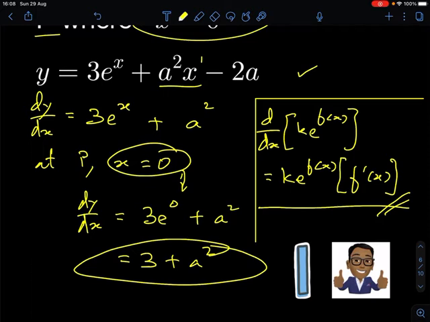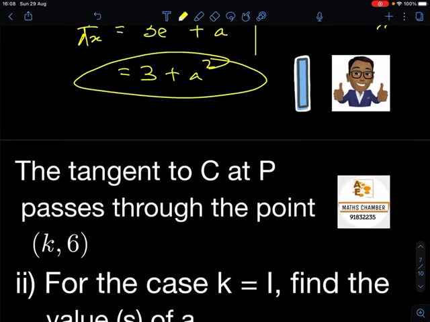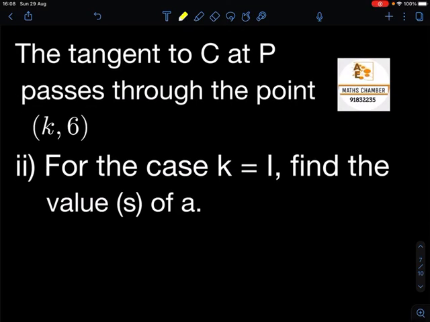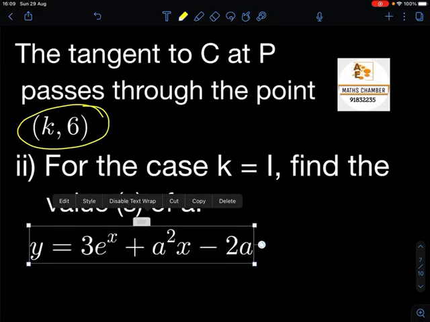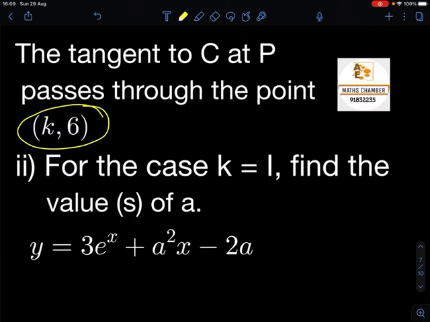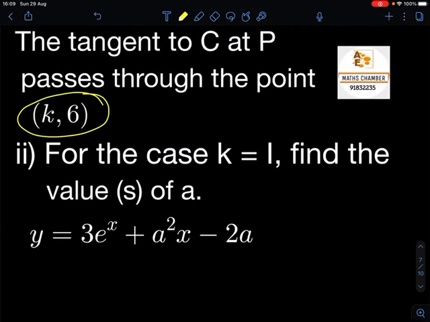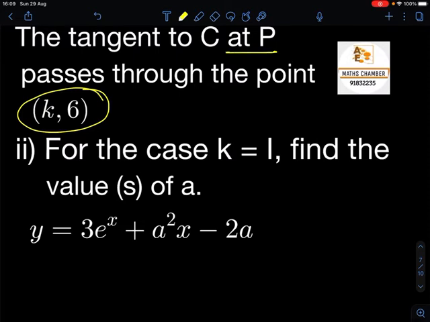Okay, let's go to part 2. It is slightly more challenging. The tangent to C, meaning to the curve C at P, passes through the point (k, 6). And for the case k equal to 1, find the values of a. So again we use this equation of the curve, y equals 3e to the power of x plus a squared x minus 2a, at point P, which passes through this point.